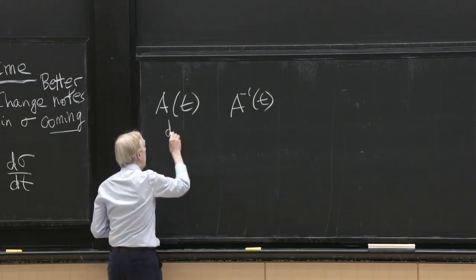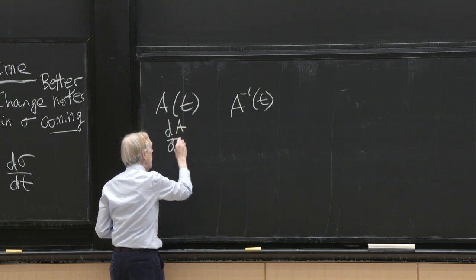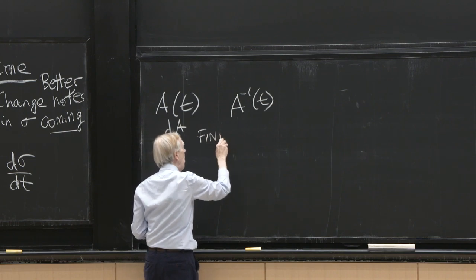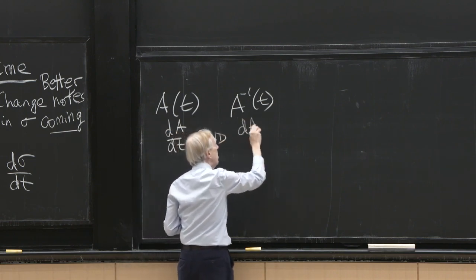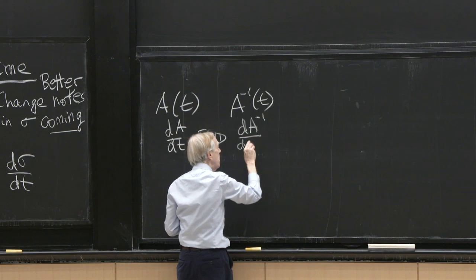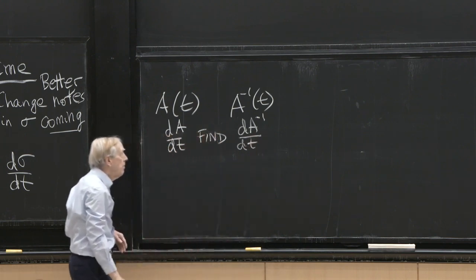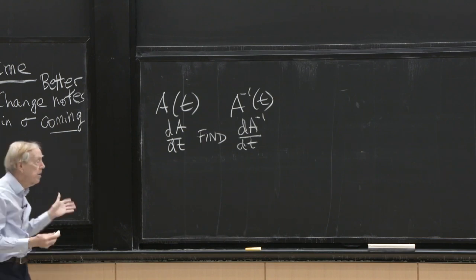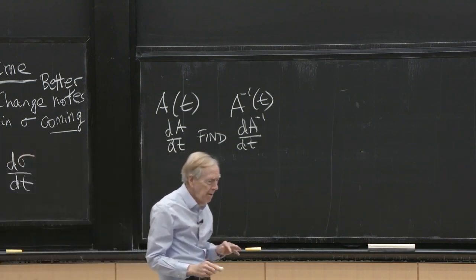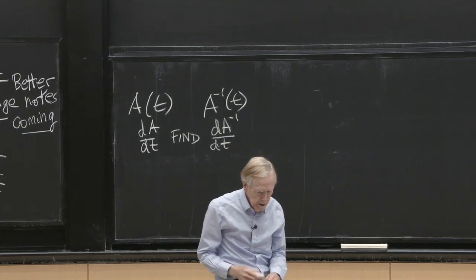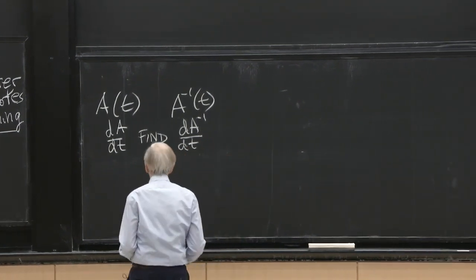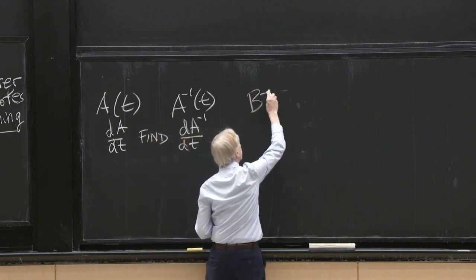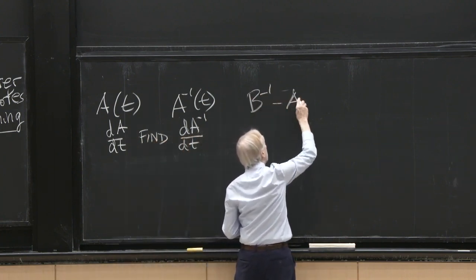So I want to get to that. I'm given, I can figure out the change in A, and my job is to find the change, the derivative of A inverse. Okay, so here's a handy identity. And I just put this here. So here's my useful identity.